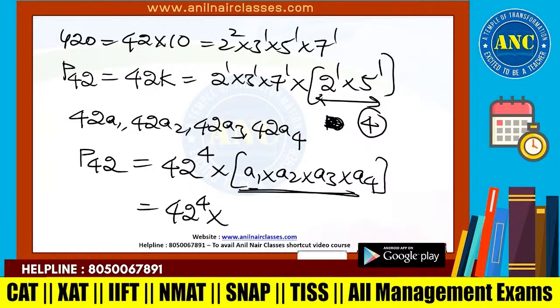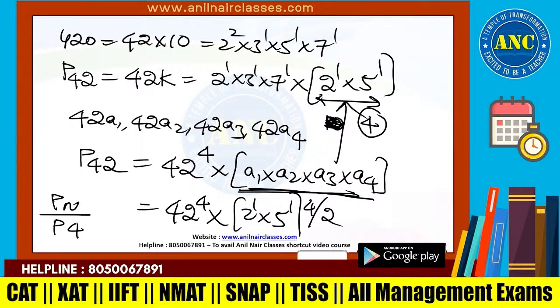From where did you get this product of factors? For this number, 2 into 5, power 4 by 2. So the answer is nothing but Pn by P42. I hope it is clear. You can reply in the live chat if it is clear to you.